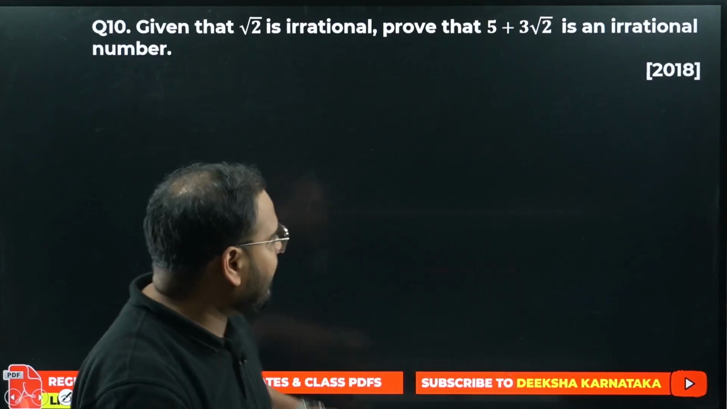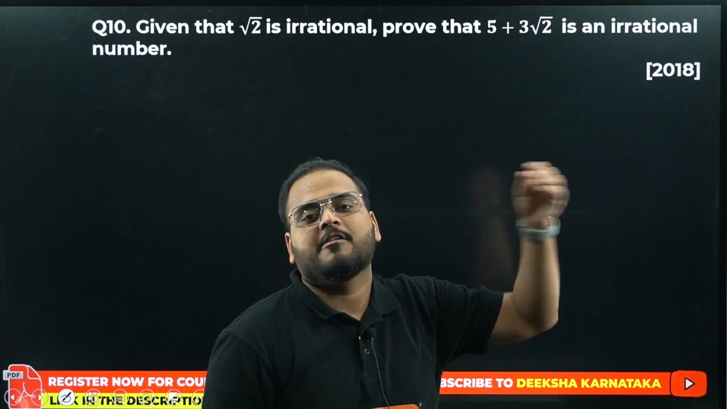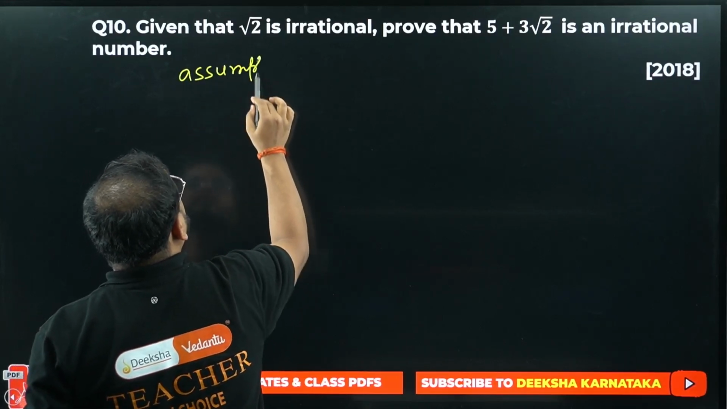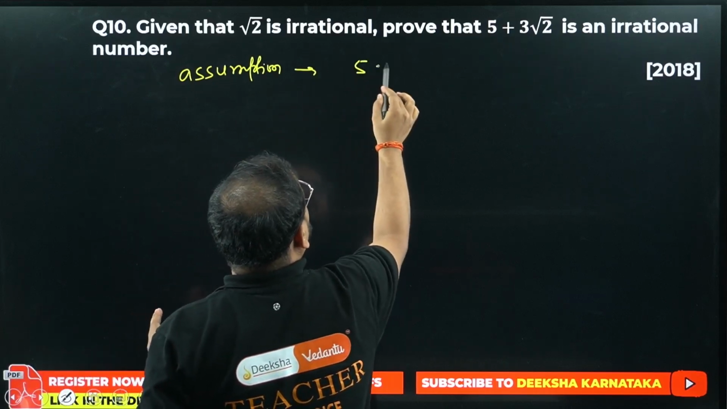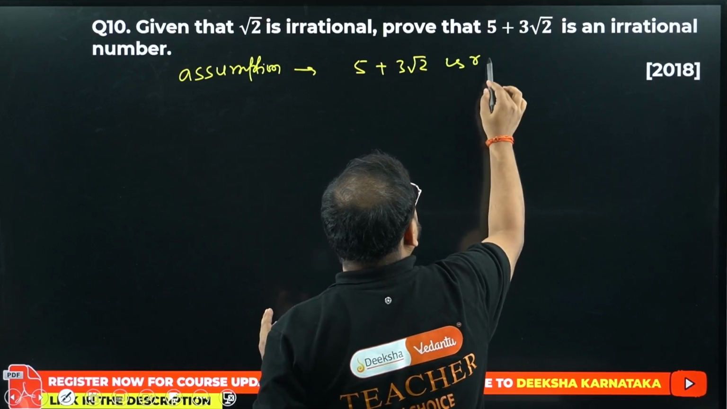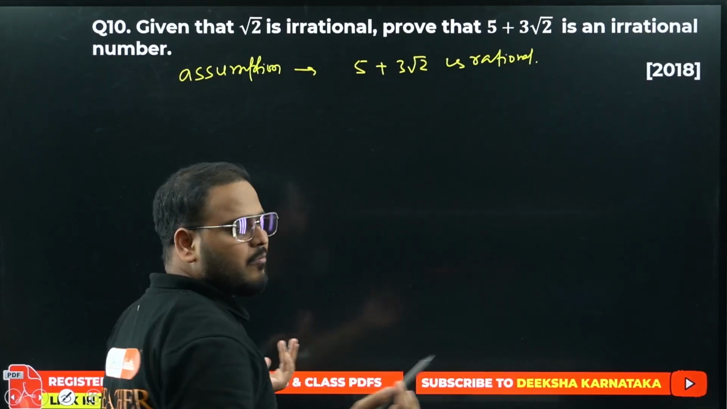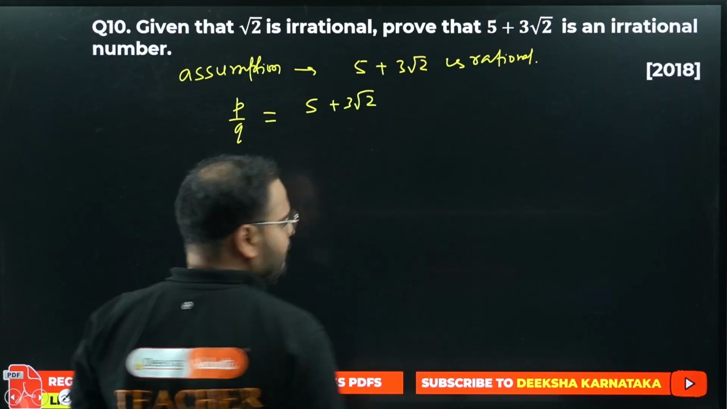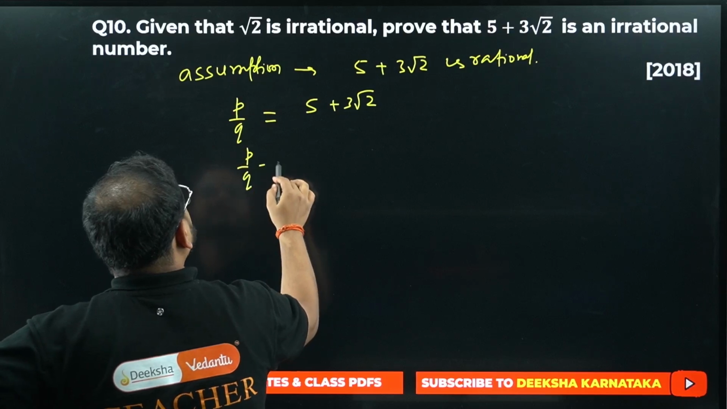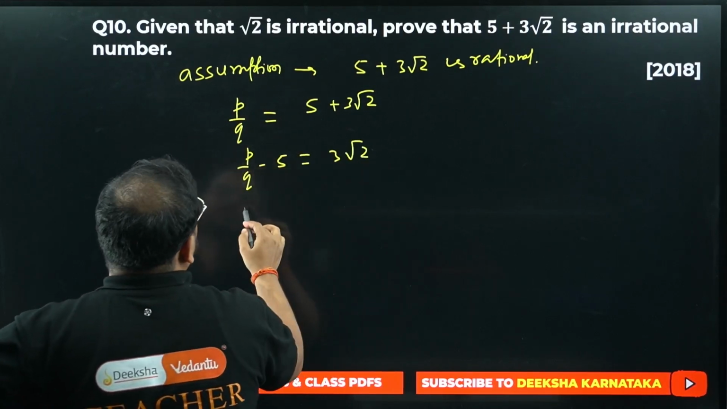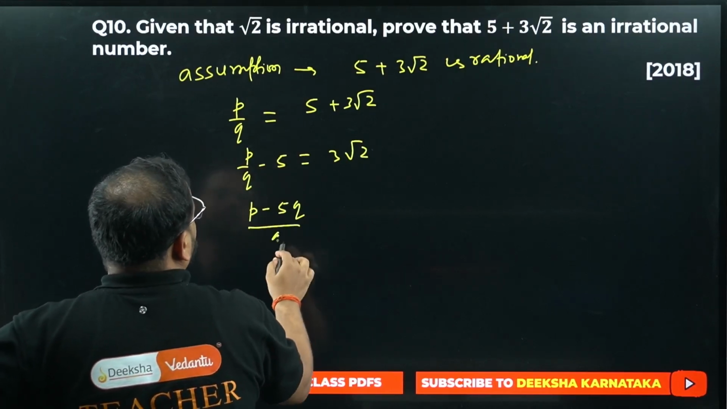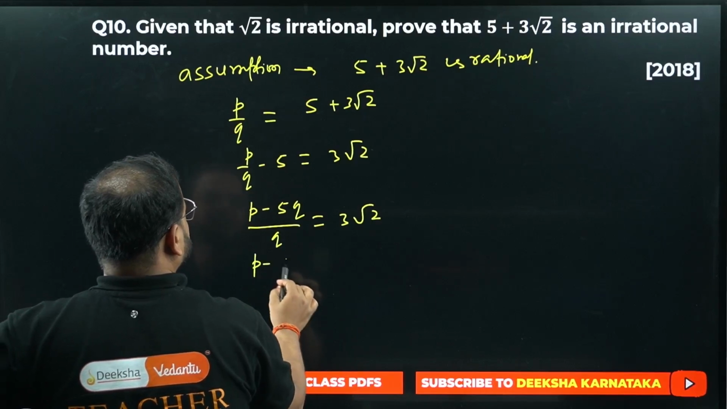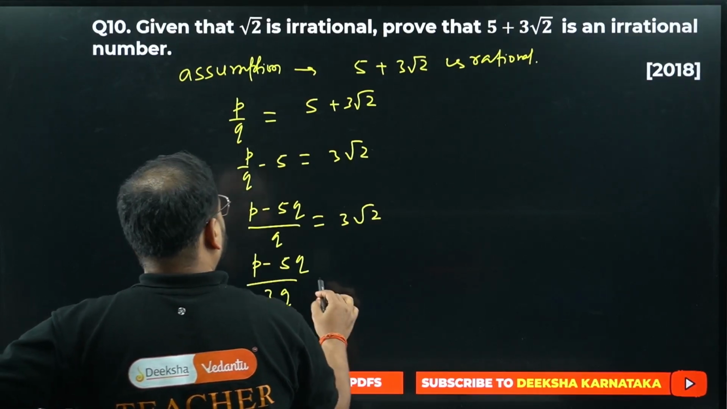So how will I solve it? Whenever you see "prove that to be irrational", the first step is to make an assumption. Our assumption is that the given number 5 plus 3 root 2 is rational. Since it is rational, we know the rational form is P by Q. So P by Q equals 5 plus 3 root 2. Bring 5 to the other side: P by Q minus 5 equals 3 root 2. Take LCM: P minus 5Q upon Q equals 3 root 2. Now bring the 3 over here: P minus 5Q upon 3Q equals root 2.